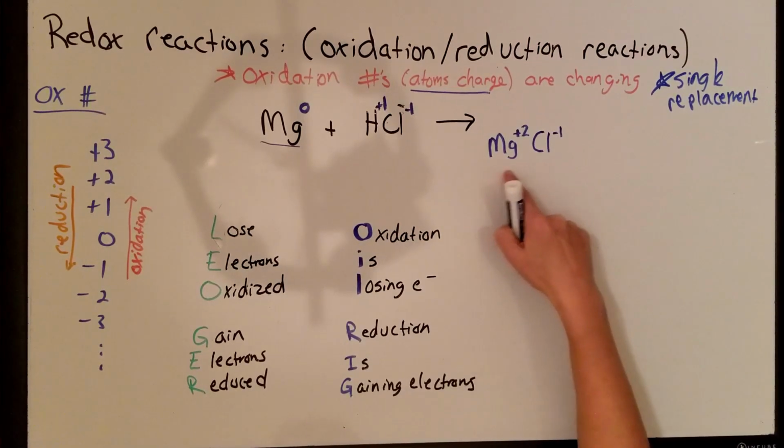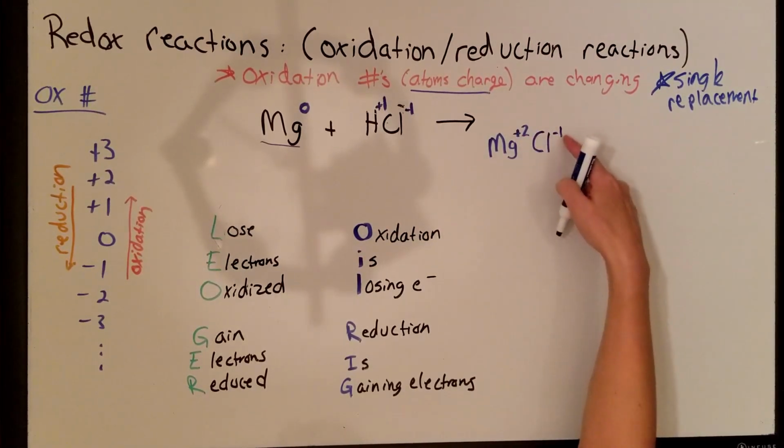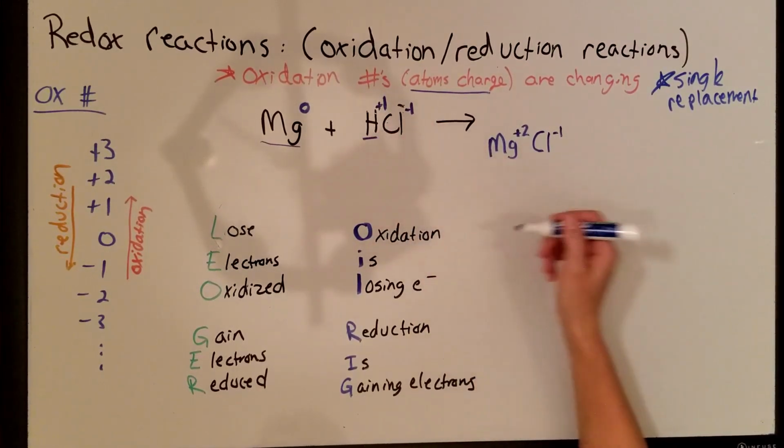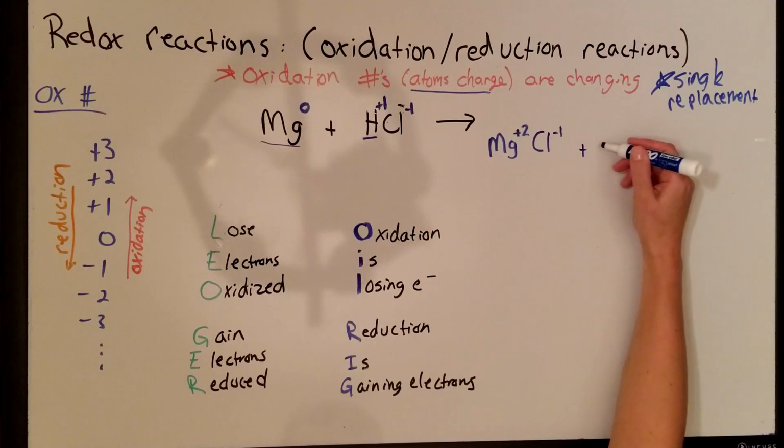All right, so this will be one of our products, and we're going to figure out what the subscripts look like. But the other product then, the only element left is going to be hydrogen. And remember, hydrogen was one of those diatomic molecules, so it's going to be H2.